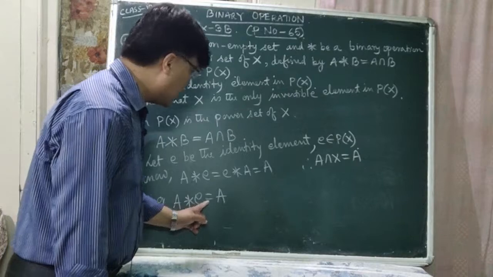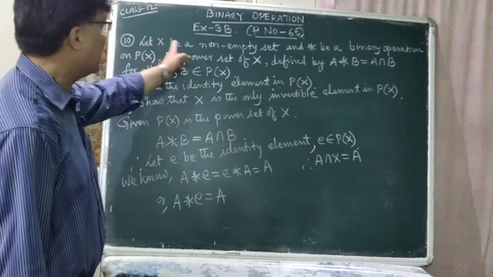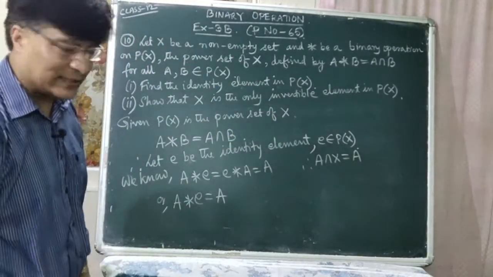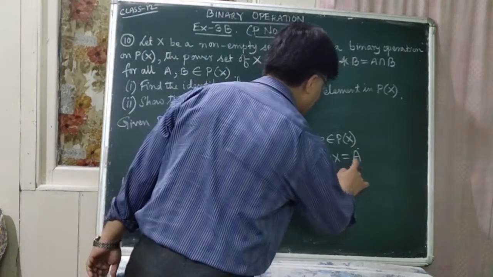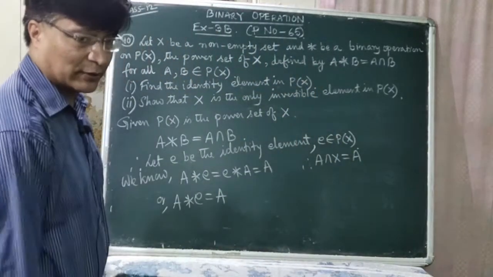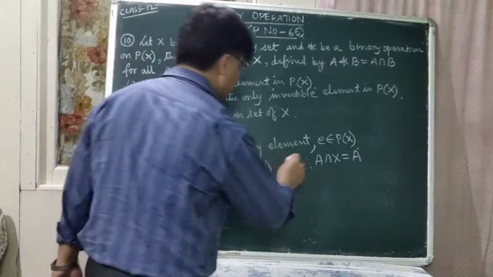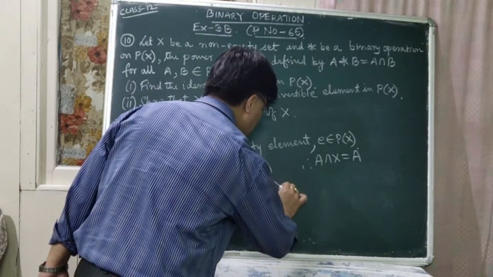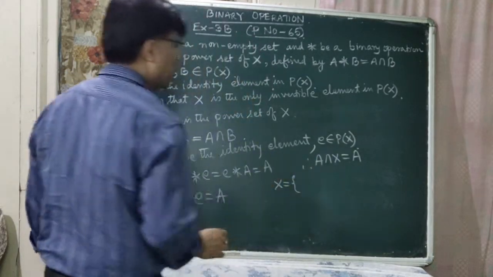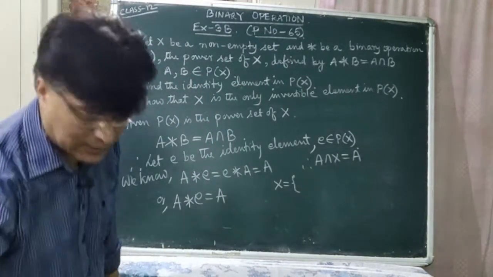So A intersection E, what value should it be? X, where X is the non-empty set. Okay? So A star X is equal to what should it be? It should be A, because in this case, suppose X is the power set of A, isn't it?